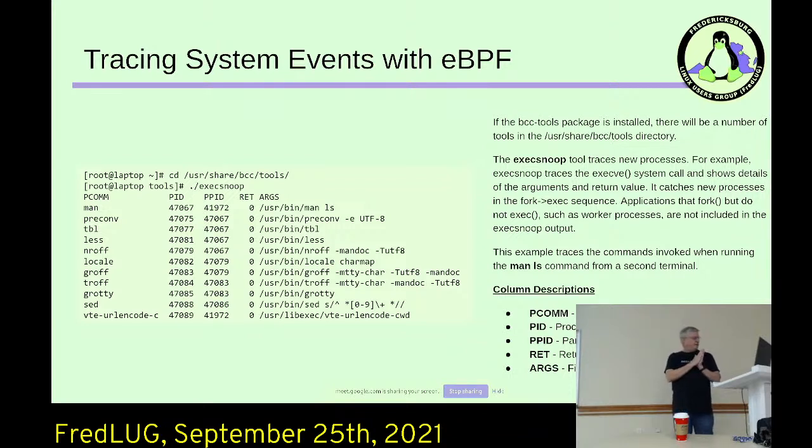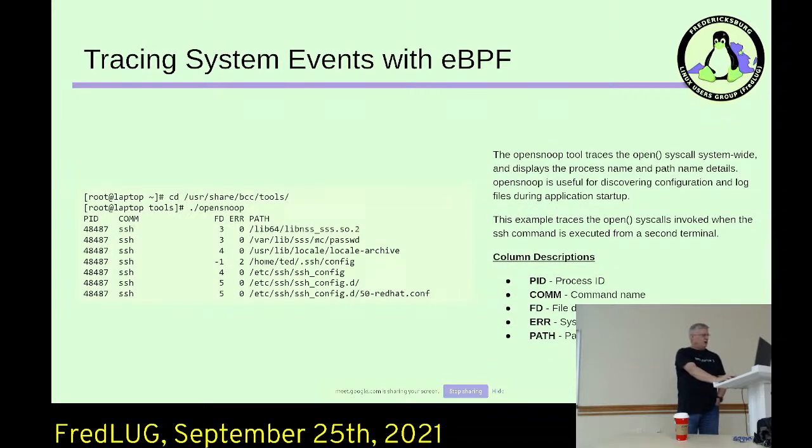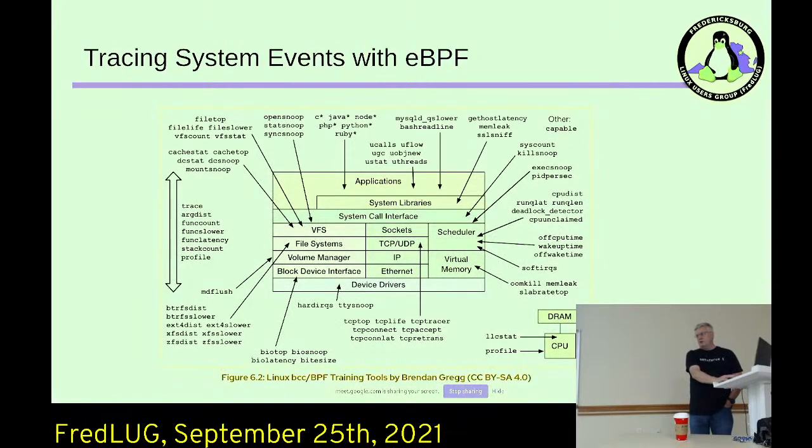So if I run a command with exec snoop, it will actually show me all the other things that those commands do. So it'll allow me to trace the whole command as it runs all the way through the system. So kind of cool. Open snoop is a tool that traces the open system calls. Okay, if we go back to this, these are all of the different system calls that it can look at.